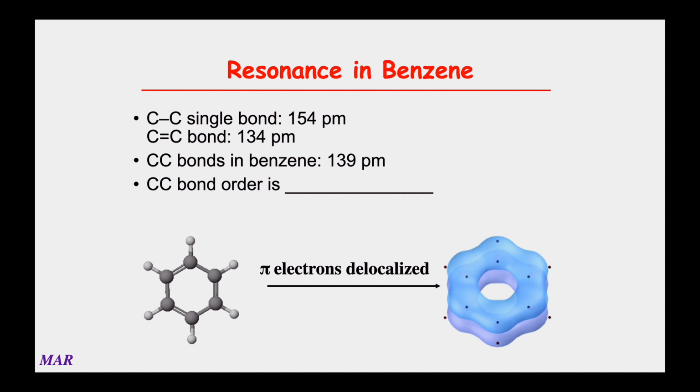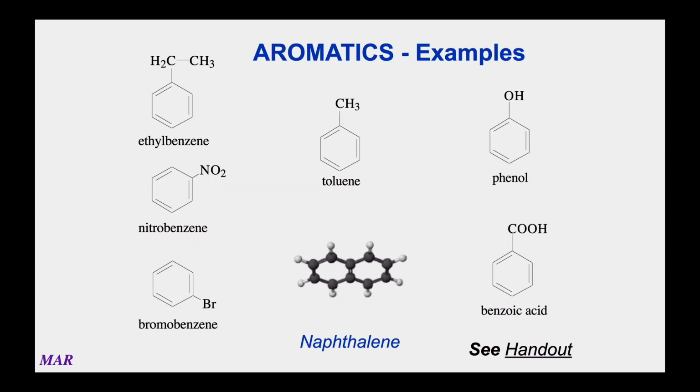However, because 139 picometers is pretty close to 134 picometers, there's something else going on here. The resonance in an aromatic compound is like an extra level of stability, making it a little bit stronger. So this delocalized pi network is very, very cool, and that's a direct result of the resonance in aromatic compounds. You can place different pieces on a benzene ring, and they have some special names.